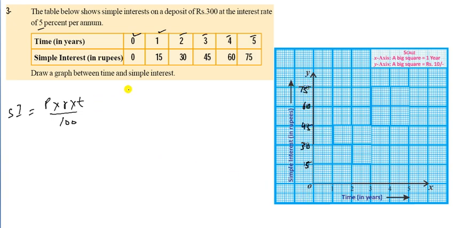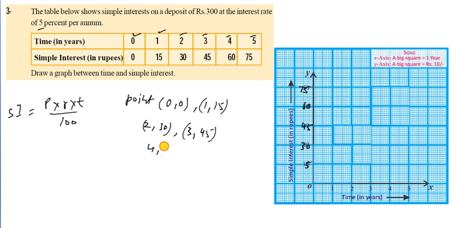Now plot the point here. You can write the points. Point is 0, 0. First point, second is 1, 15, and third is 2, 30, and fourth is 3, 45, and here is 4, 60, and here is 5, 75. So let us see what will happen in this.